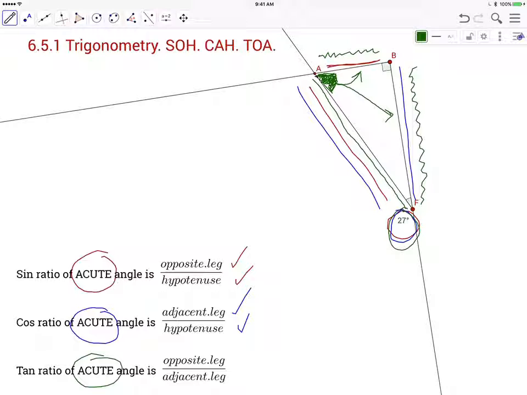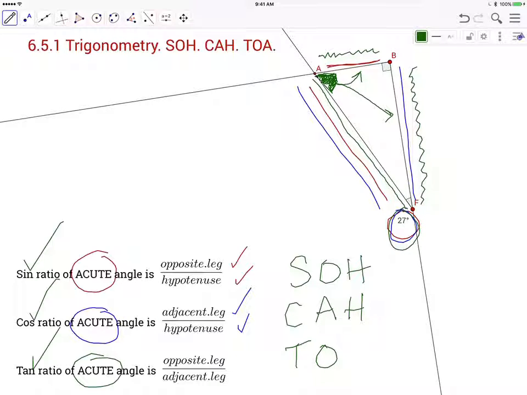But these are the three definitions of the sine ratio, the cosine ratio, and the tangent ratio. Often, sine is related as opposite over hypotenuse. Cosine is adjacent leg over hypotenuse, and the tangent ratio is opposite leg over adjacent leg. SOH CAH TOA. And that's the way to remember it.